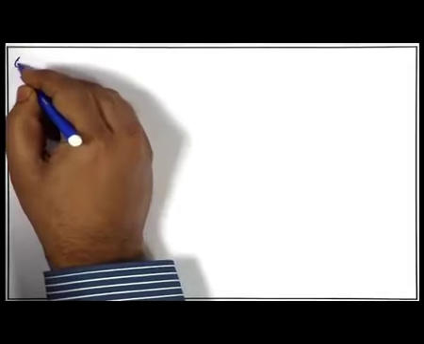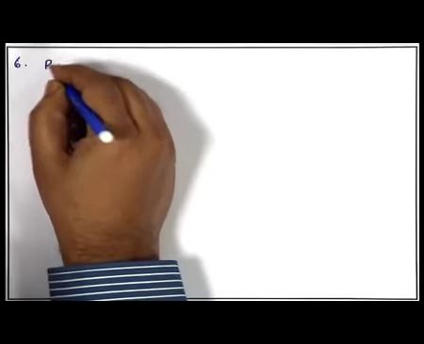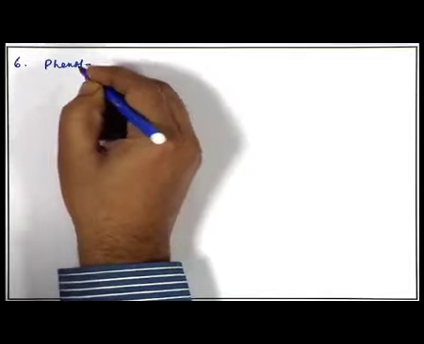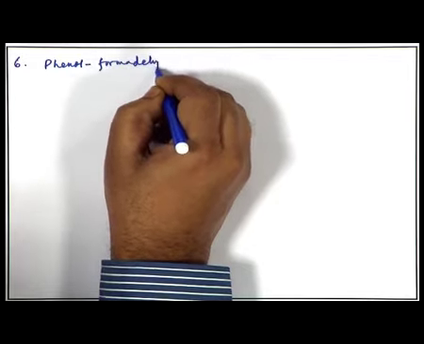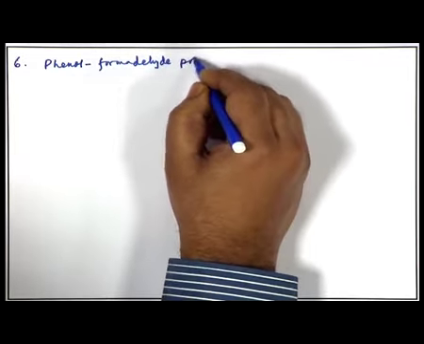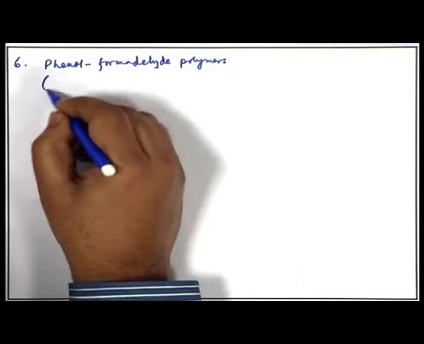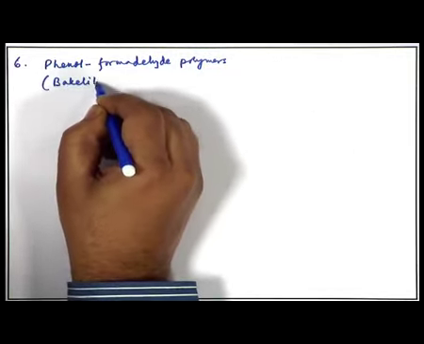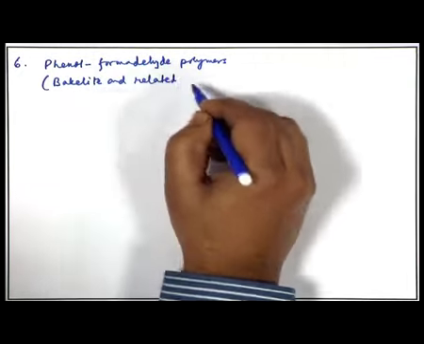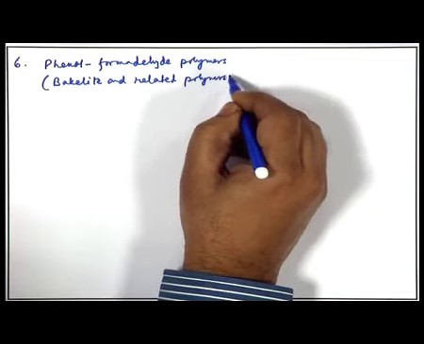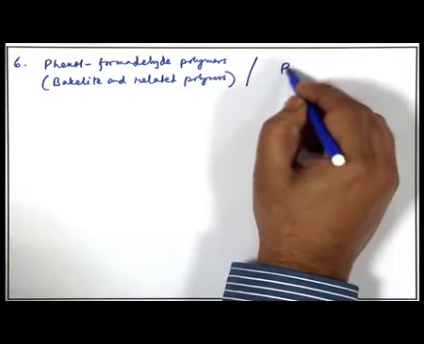So, next we had number 5, now we will have number 6. We will talk about phenol formaldehyde polymers. These are bakelite and related polymers. It is also generically called phenolics.